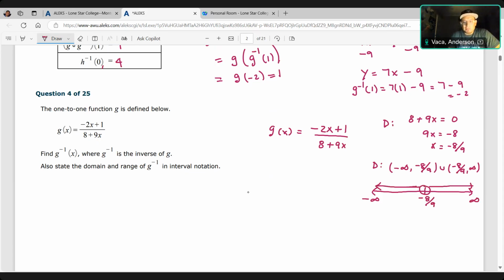All right, the range is a little bit more interesting because we need to recall asymptotes of rational functions.